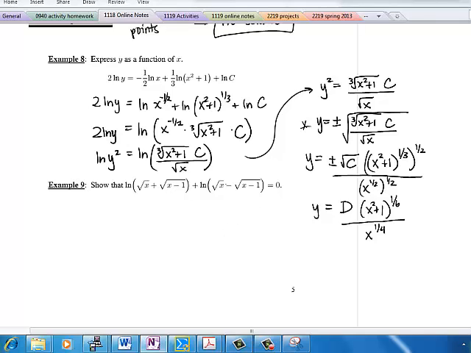Finally, we're trying to show that the natural log of the square root of x plus the square root of x minus 1 added to the natural log of the square root of x minus the square root of x minus 1 is 0. So we want to work with the left-hand side and do some rewriting and try to somehow show that that's actually 0. So the left-hand side, natural log of the square root of x plus the square root of x minus 1 plus natural log of the square root of x minus the square root of x minus 1.